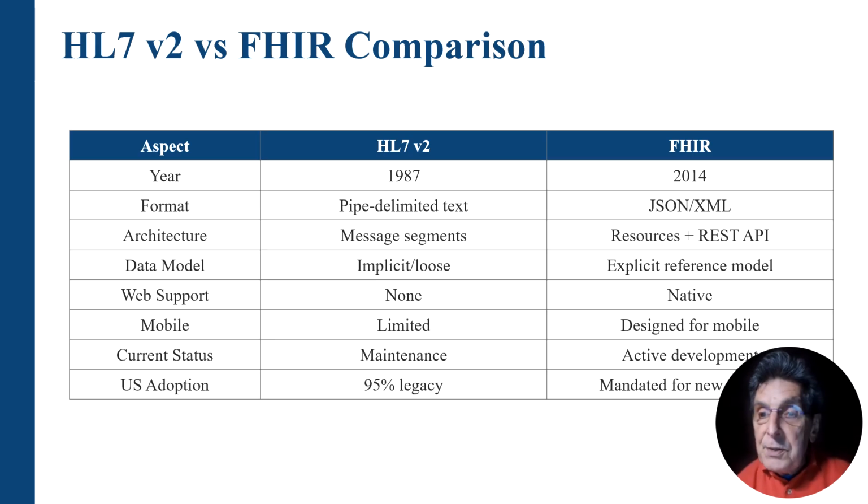Then look at the architecture. V2 has message segments. They're arranged in defined structures. And FHIR has resources accessed via REST APIs. The data model. V2's data model is implicit and loosely defined, leading to implementation variability. FHIR has explicit reference model with defined resources and data types. You have to follow their standards.